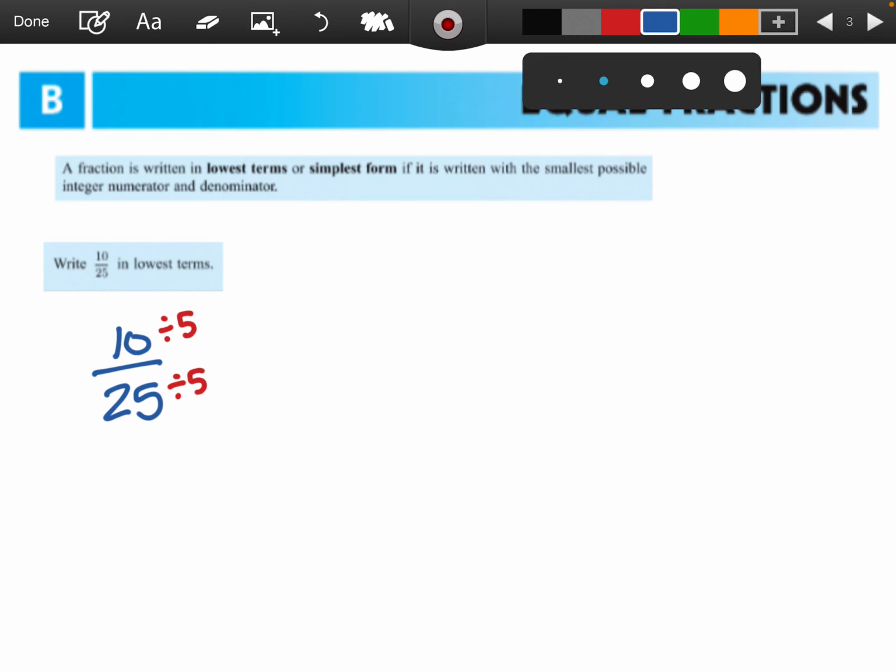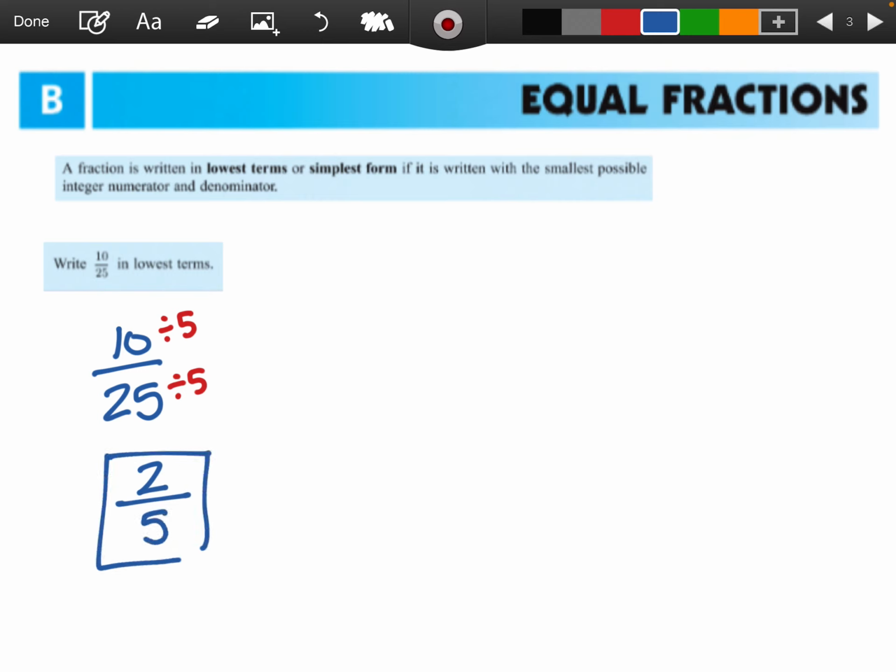So then I'm going to solve those divisions. So on the top, 10 divided by 5 would give me 2. On the bottom, 25 divided by 5 gives me 5. So 2 over 5 is 10 over 25 in lowest terms.